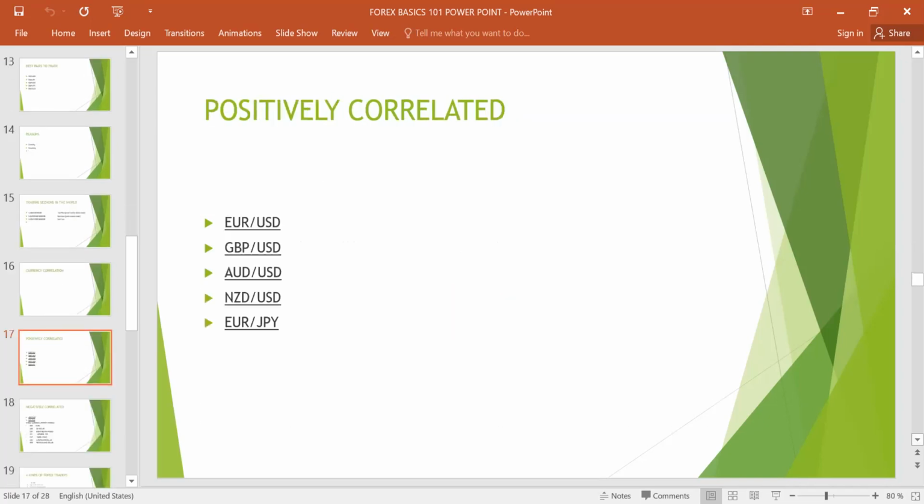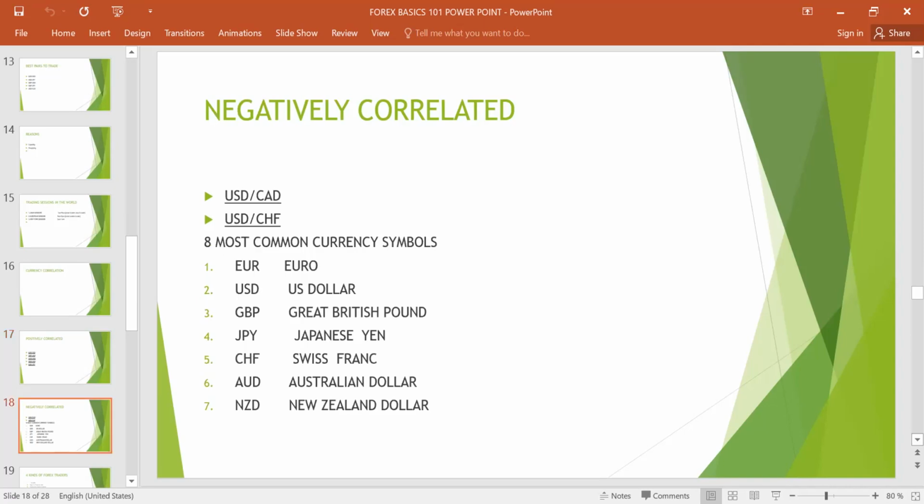Currency correlation. We have positively correlated currencies such as Euro/USD, GBP/USD, AUD/USD, NZD/USD, Euro/Yen. You'll usually notice that sometimes you're on a buy on GBP/USD, and then I check my analysis, and when the AUD/USD is showing a similar trend, then we'll also buy the NZD/USD. And just like that, for the negatively correlated, we have USD/CAD and USD/Swiss franc.